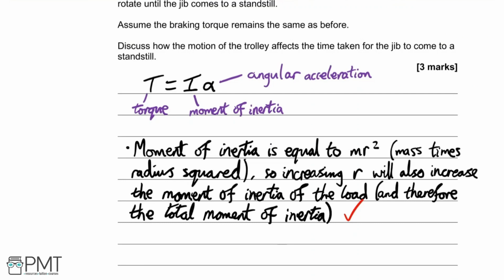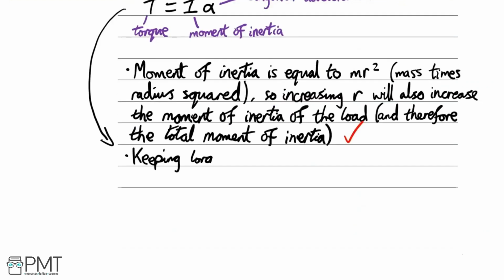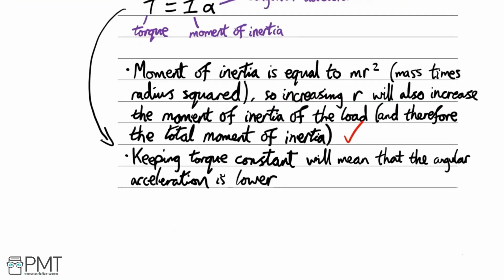Your second mark would be for going into more detail on the torque, moment of inertia, angular acceleration equation. So the fact that we're keeping torque constant means that a higher moment of inertia will mean a lower angular acceleration, or deceleration in this case. So mentioning that the angular acceleration decreases with a constant torque will get you your second mark. Always good to reference the equation there.